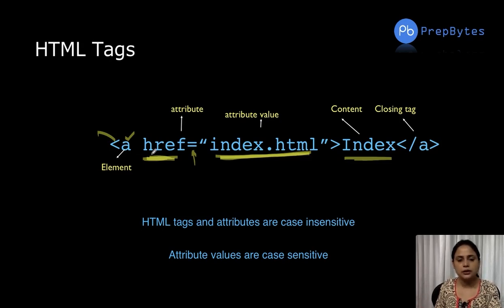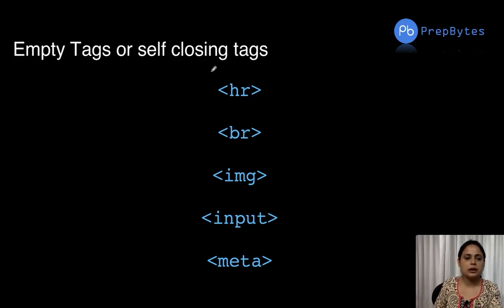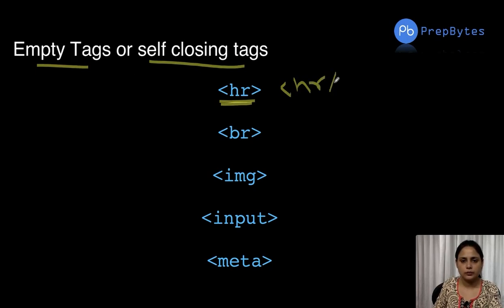Now let's talk about another type of tags which I call self-closing tags, or they are also known as empty tags. In this case you don't have to have an opening tag and a closing tag. You just need to have one particular tag. You can either have it in this manner or you can also have it in this manner. Both of them convey the same meaning. So we will go ahead and try these two, HR and BR, and as we go ahead we will see IMG, input, meta and several other tags. So let's just go ahead and see HR and BR.